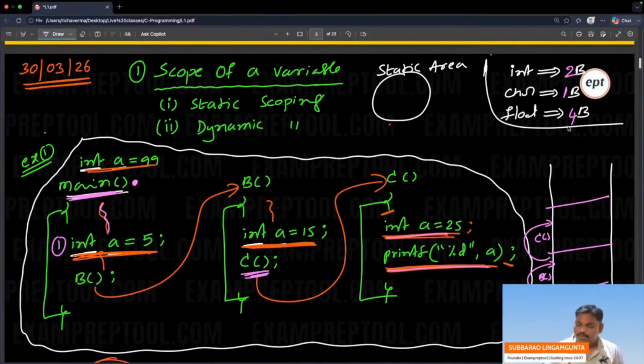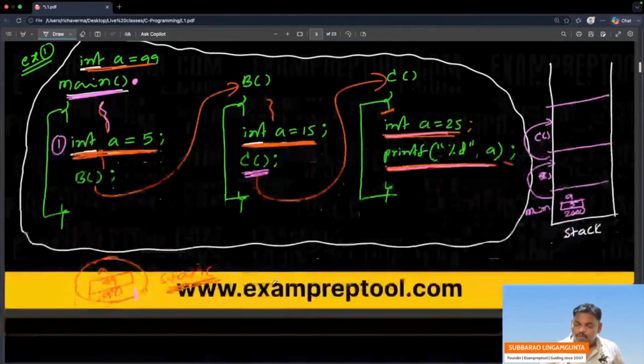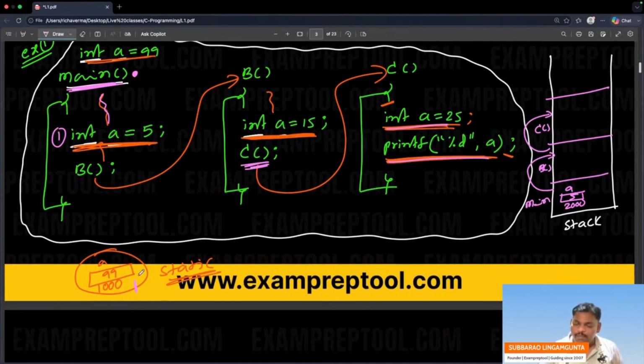Now here, for the global variable, 2 bytes of memory are allocated because it is an integer. My intention is that maybe unknowingly some mistake happened. Integer, 2 bytes of memory in the static area.